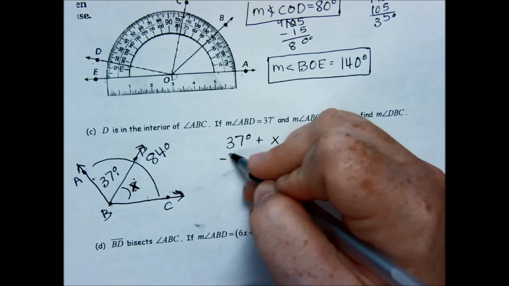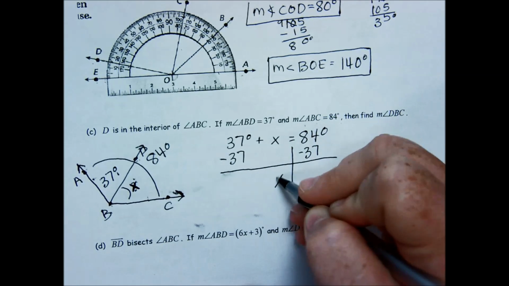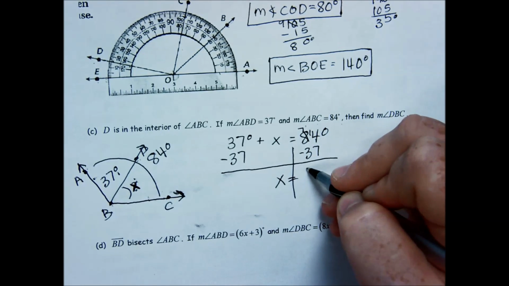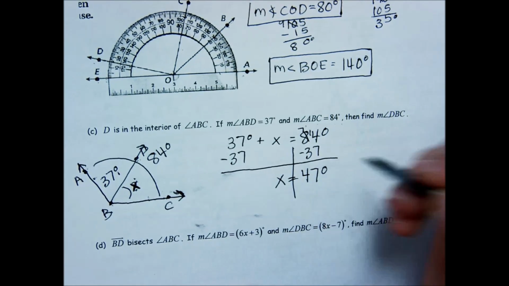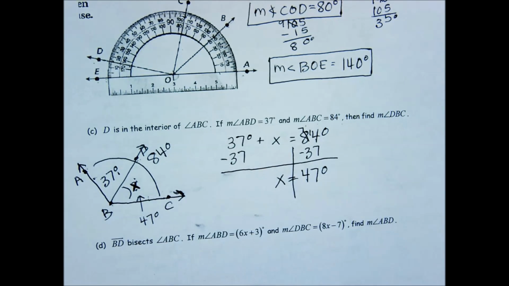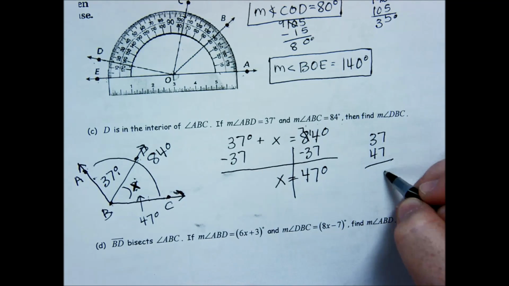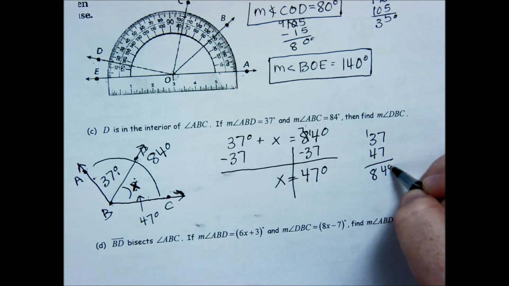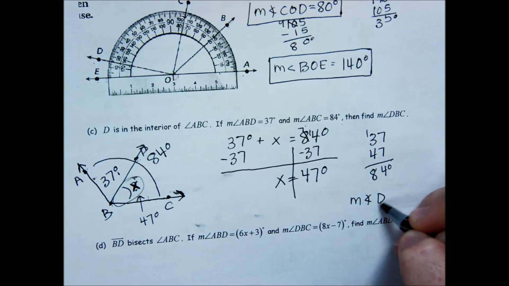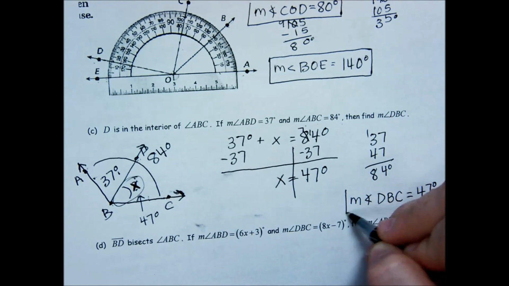Subtract 37 from both sides, and I get that x is equal to 47 degrees. So I know that this right here is 47 degrees. And I could check that by saying, is 37 plus 47 equal to 84? Well, yeah, it is. So I know that the measure of angle DBC is equal to 47 degrees.